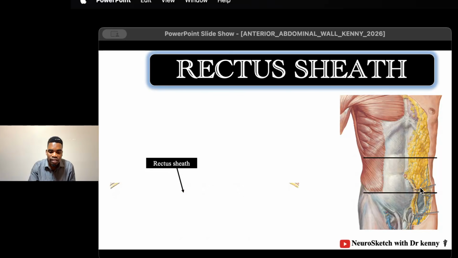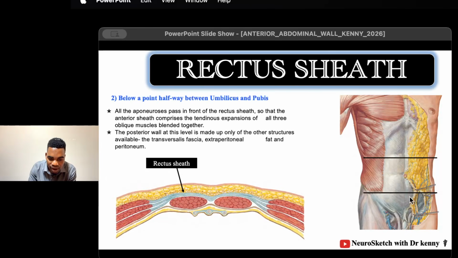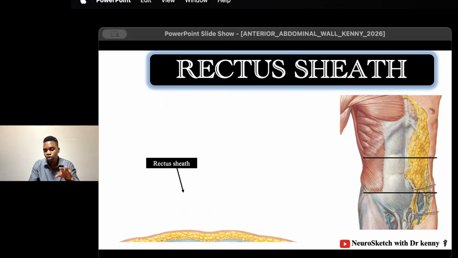And lastly, below this region here, we have only the aponeurosis of these three muscles that are passing anterior to the rectus abdominis. All aponeurosis of these three muscles are passing anterior to the rectus abdominis. So nothing is passing posteriorly in terms of this aponeurosis, and that's a big difference. And I think this is tricky. It sounds like an exam question, okay?